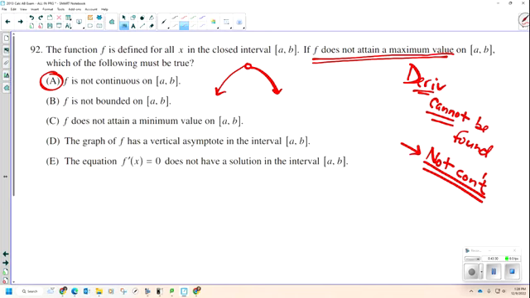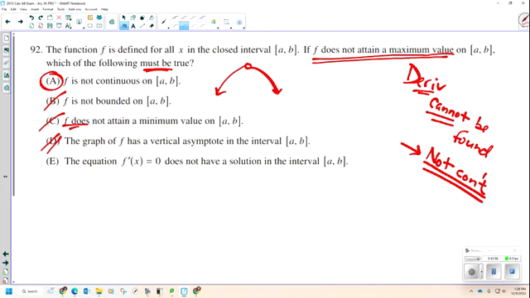f is not bounded, I mean, on a to b. Maybe it is. Maybe it's bounded above and below. I mean, that could be true. It doesn't have to be true. f does not attain a minimum. Oh, yeah, it could. It's just saying nothing about a maximum. This could be true. It doesn't have to be true, though, see? The graph of f has a vertical asymptote in the interval. Maybe it does. Maybe it doesn't. I don't know. It doesn't have to be true.